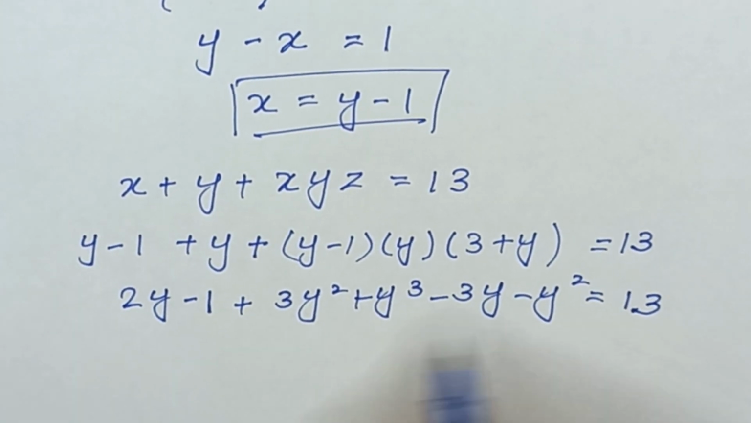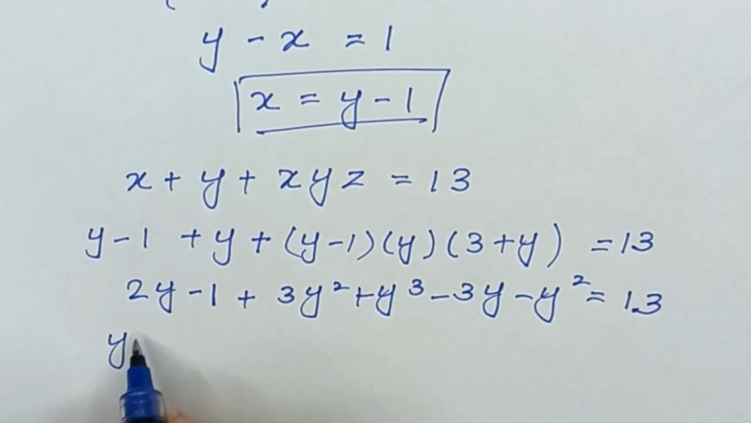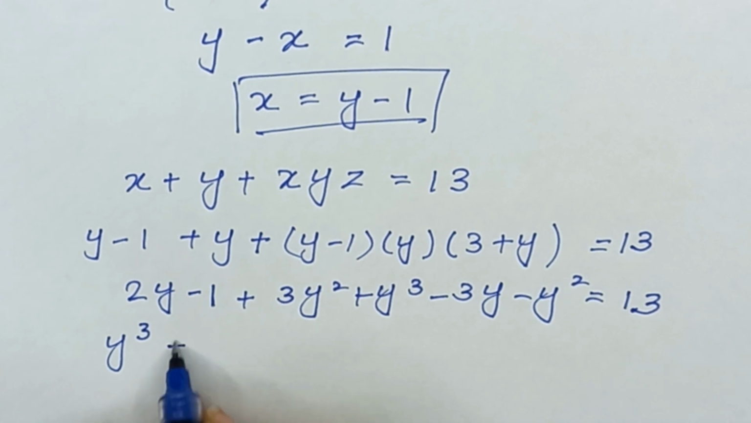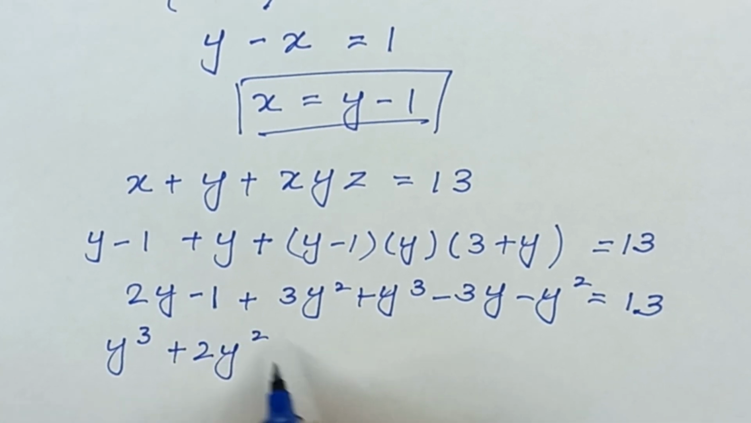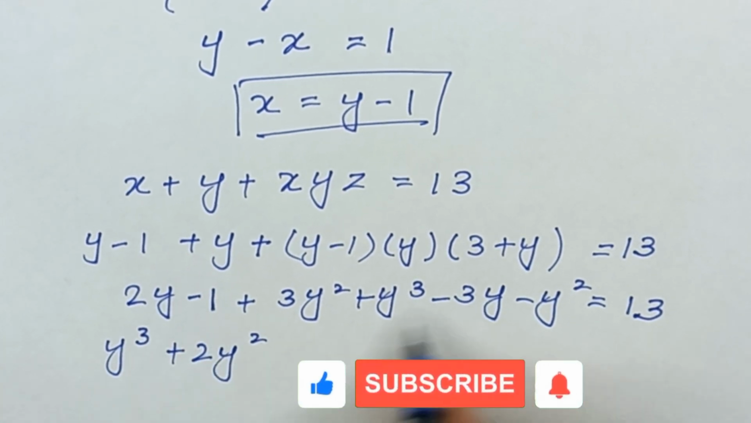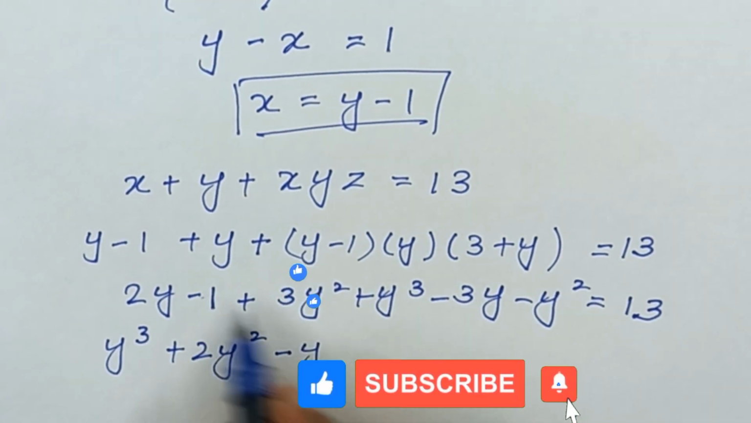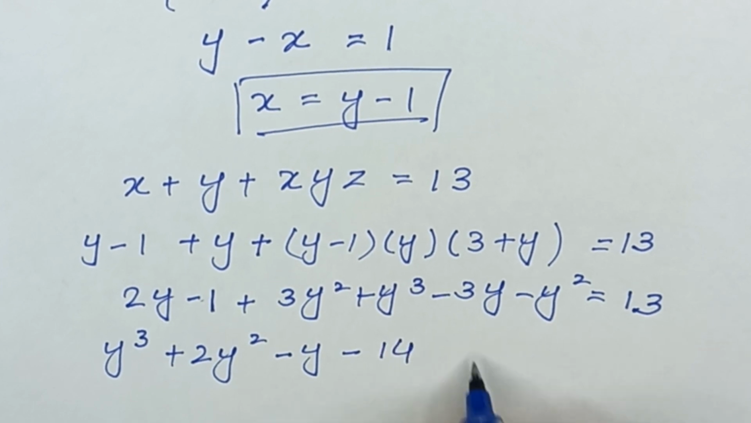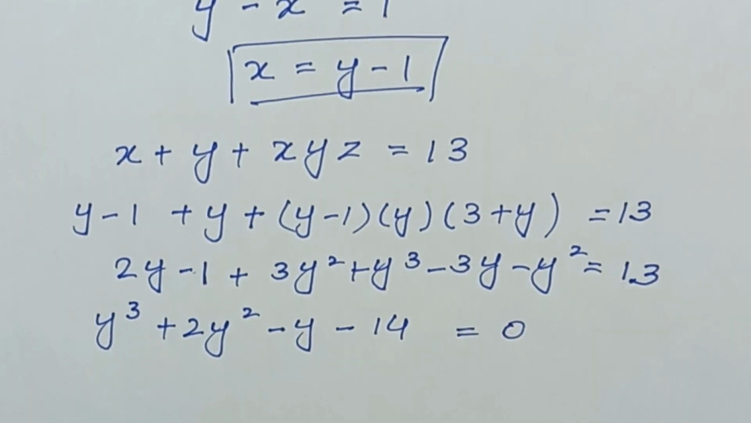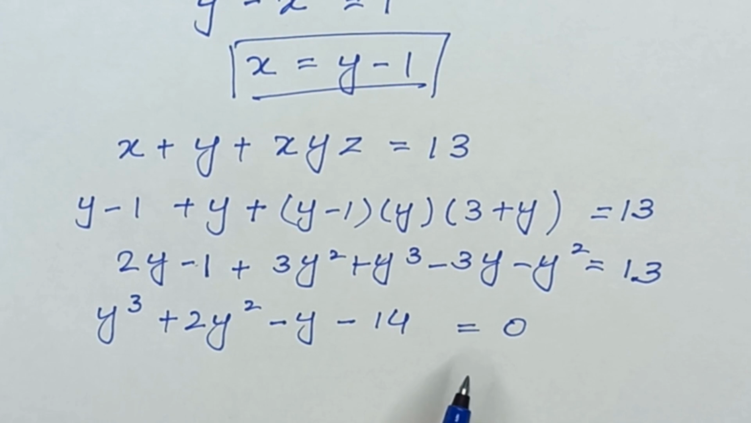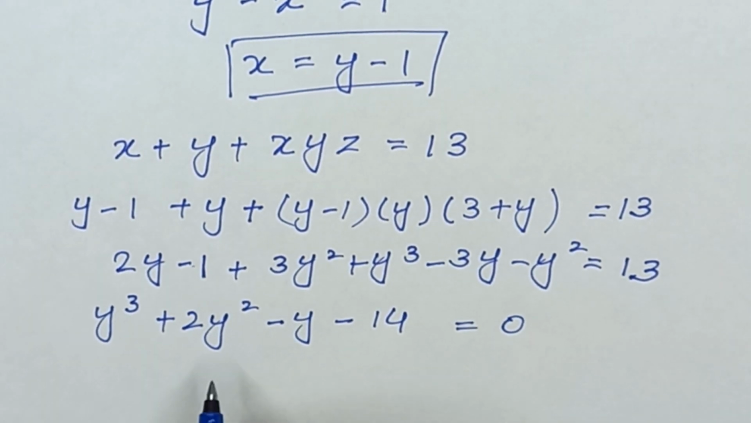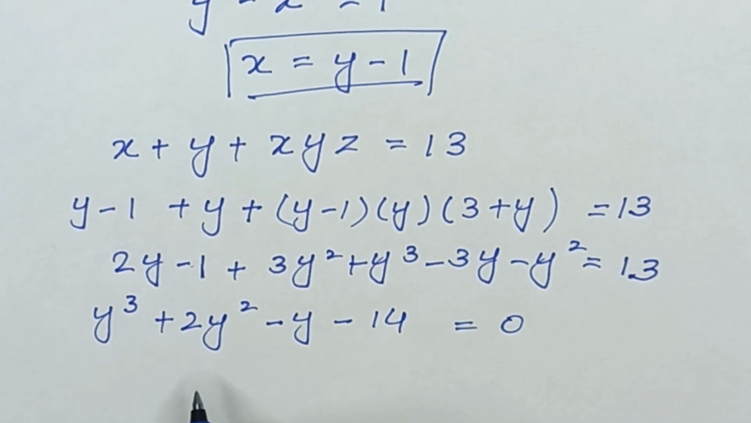Okay, now just rearrange this equation. Y cube, this 3y square and this negative y square will become 2y square, plus 2y minus 3y will be negative y, and this negative 1 and this negative 13 will be negative 14, and it will be equal to 0. Now here I have a cubic equation. So first of all I will solve it by using the rational root theorem.